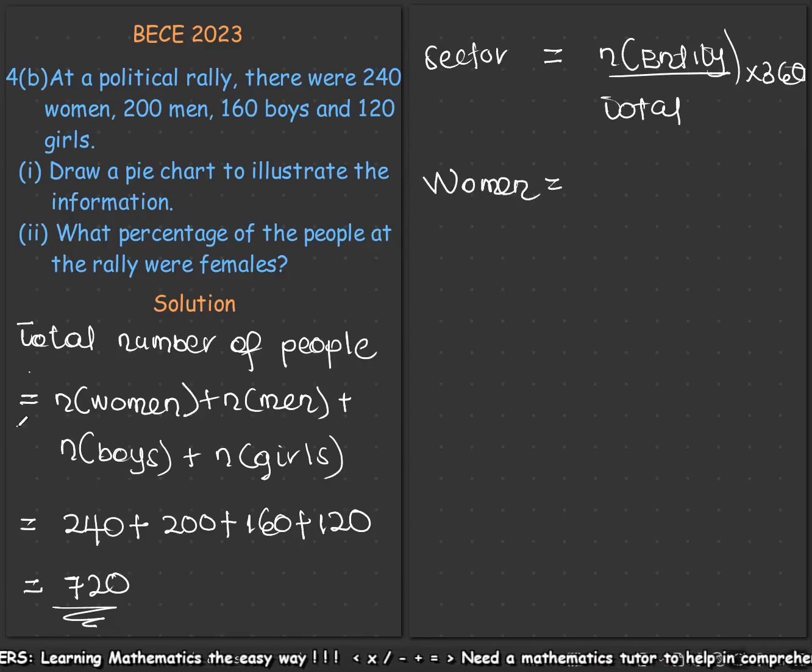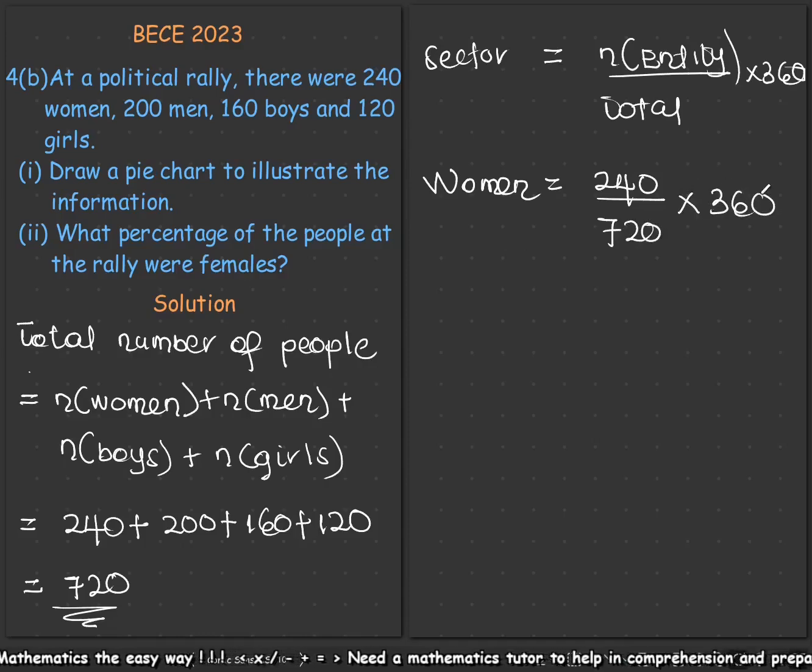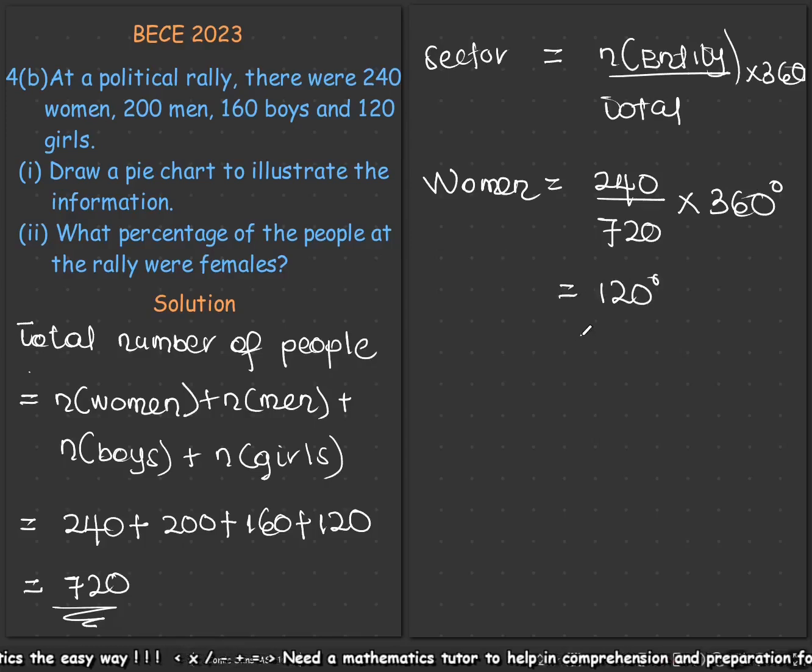So with that in mind, if you want the sector that will represent women, it's going to be the number of women. We know the number of women to be 240. So 240 over the total number of people, which is 720, and then we multiply that by 360 degrees. If you do that, you are going to get 120 degrees.